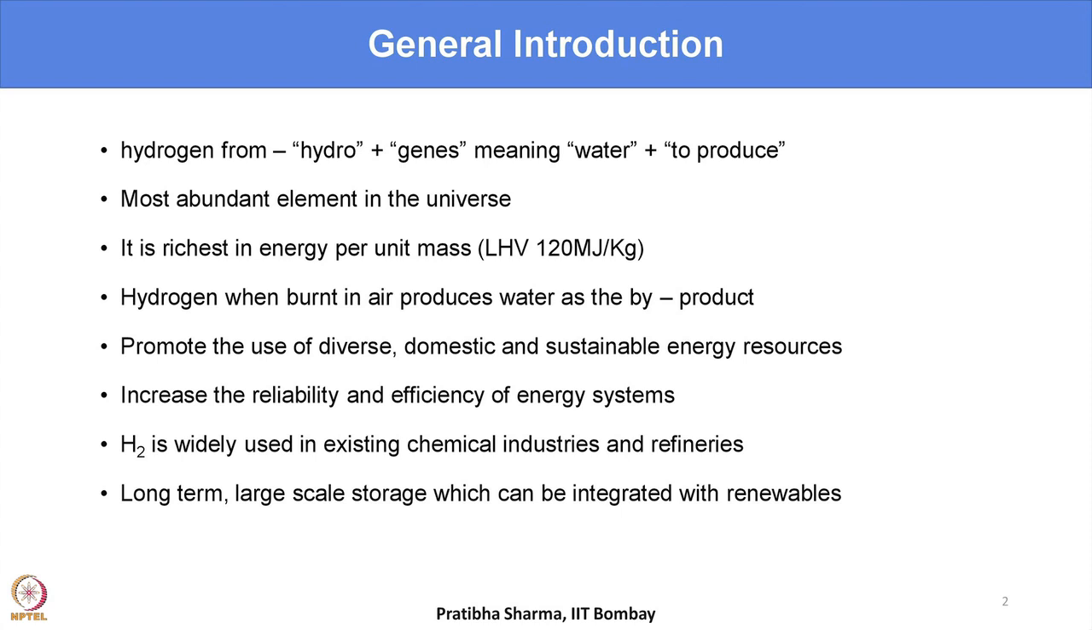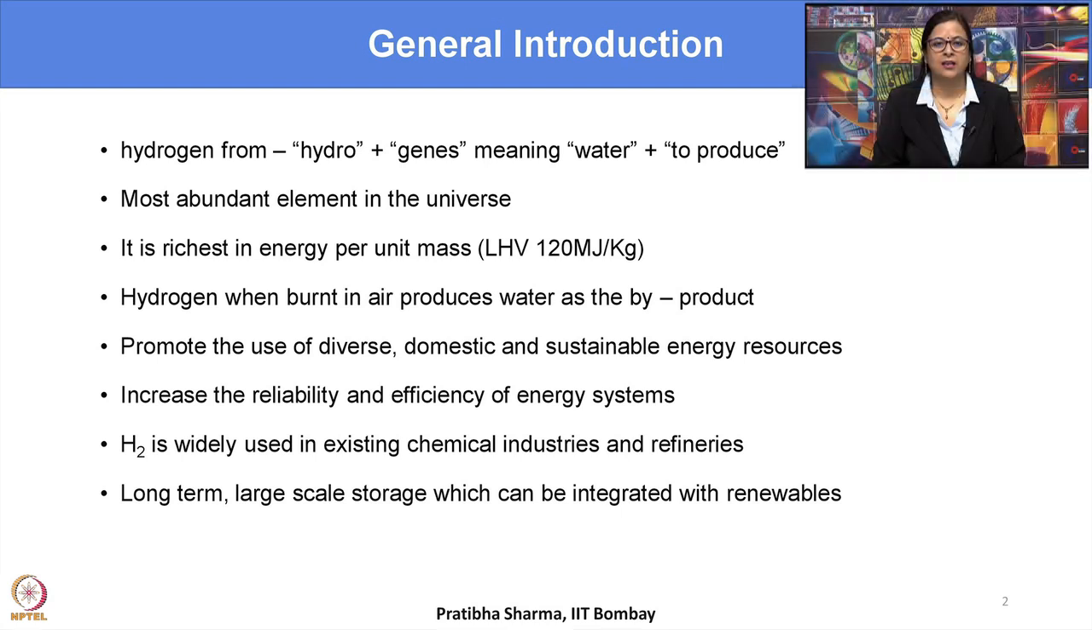However, in the Earth's atmosphere, the quantity of hydrogen is very small. This is because of the very high diffusivity of hydrogen. It is richest in terms of energy per unit mass. When it is burnt in air, it gives a clean exhaust. The byproduct obtained is water, and thus it has a great potential towards decarbonization at the point of usage.